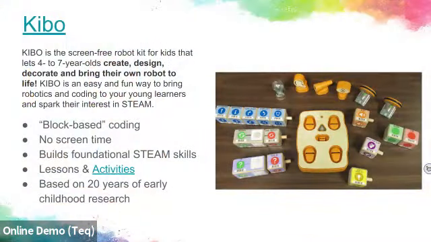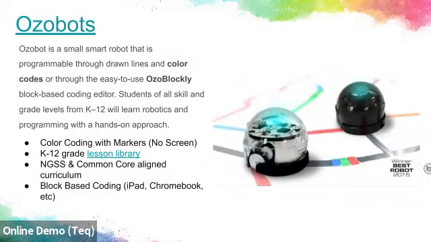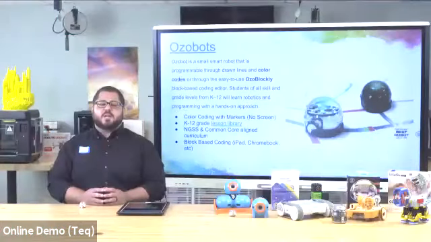Okay, so we're going to go ahead and switch to our next product, which is Ozobots. So the thing about Ozobots is you have the ability to do it either with the screen or without the screen. So you have kind of a couple options there. When you're not using the screen, you're going to be using markers and color codes. And Joe will explain what that's like in a little bit.